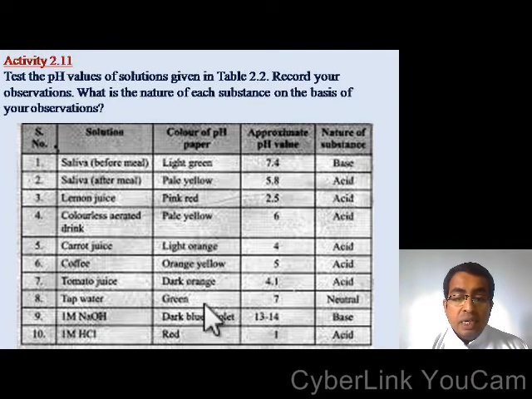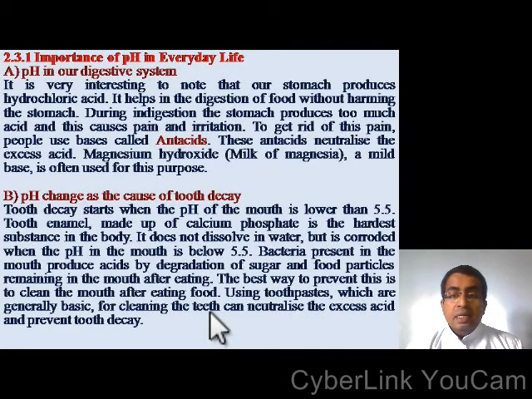Tap water, green in color, approximate pH value 7, this is neutral. 1 molar sodium hydroxide, dark blue or violet color, 13 to 14 is the pH value, it's base. 1 molar hydrochloric acid, the color of the pH paper is red in color, approximate pH value 1, and it is acidic in nature. Now let us see the importance of pH in everyday life.